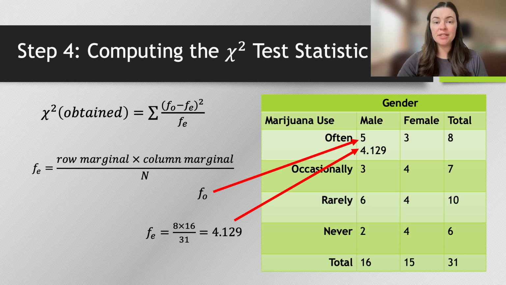Our fourth step is to compute our chi-square test statistic, or our chi-square obtained. Let's first go over this formula one more time before we dive into how we can actually use this to calculate our test statistic. So starting off with our sigma symbol here, this means to sum or to add all of the values together. And so we will have to calculate each observed frequency and expected frequency for each respective cell and add all of those values together.